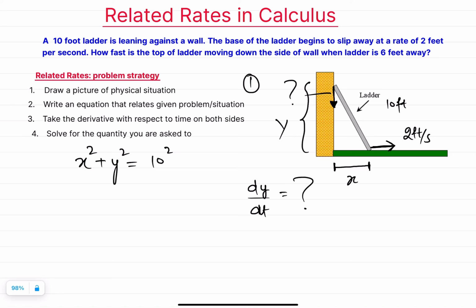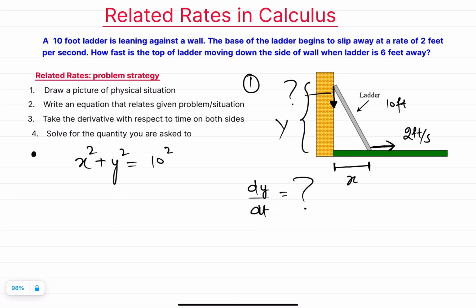Whenever we have to find a rate of change, what do we use? We use differential calculus. It's not asking how much the change in y is. How much is the rate of change in y? Whenever we have to deal with the rate of change, we have to use calculus. This is the reason we have to take the derivative on both sides.